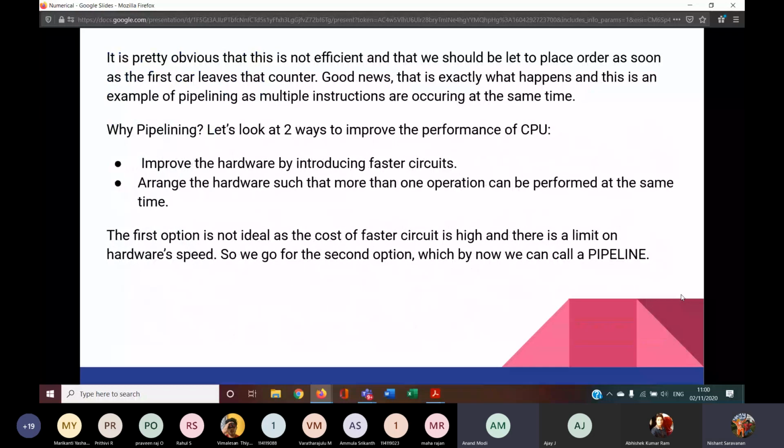Yeah. So it was pretty obvious that it is not efficient to wait that long in the line to get your order.